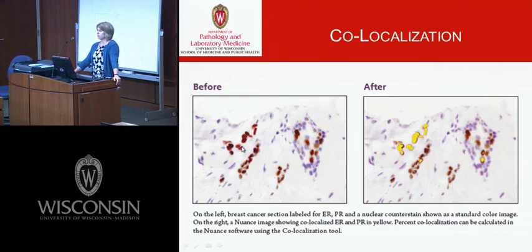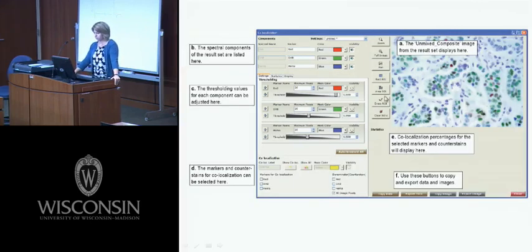However, using the Nuance software and the creation of the spectral library, followed by the unmixing, it is able to separate those chromogenic spectra and then highlight for you, in this particular instance, they were interested in co-localization, so which of these particular cells have both red and brown, and that's highlighted here in the yellow. So very difficult for us perhaps to see visually, but the software very nicely is able to identify that.